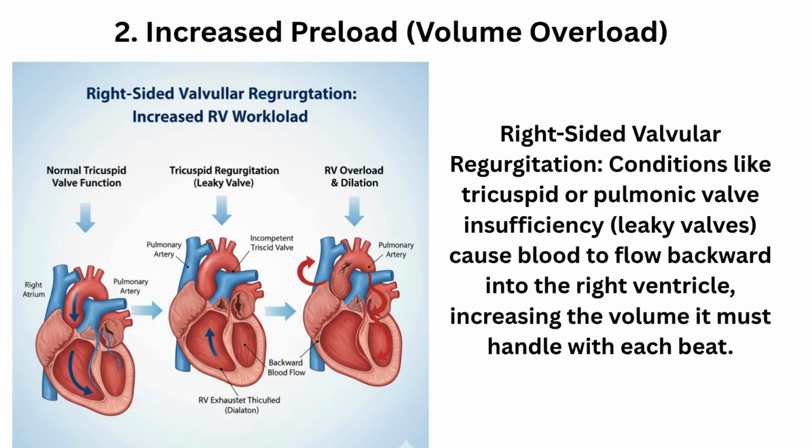2. Increased preload, volume overload. This involves an excess volume of blood entering the right ventricle, which stretches the chamber and can lead to damage over time. Right-sided valvular regurgitation. Conditions like tricuspid or pulmonic valve insufficiency, leaky valves, cause blood to flow backward into the right ventricle, increasing the volume it must handle with each beat.